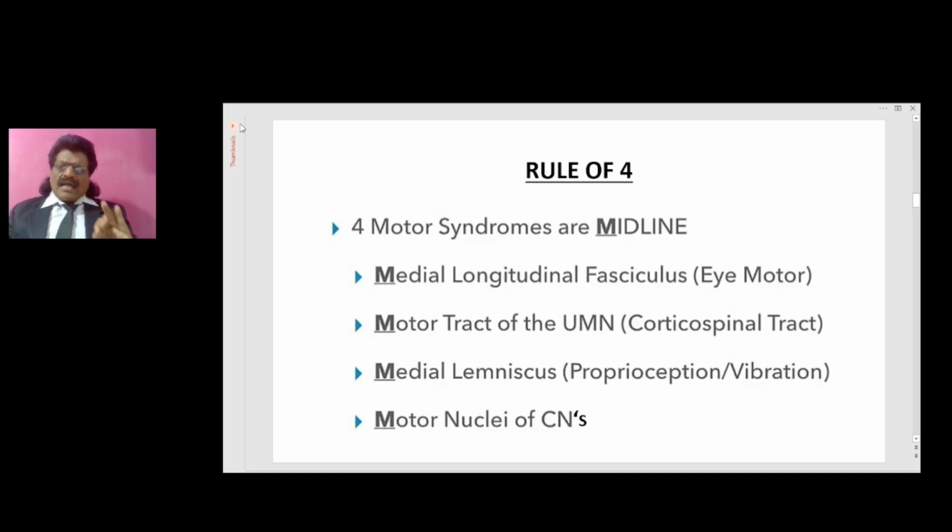The motor tract, M, motor tract of the upper motor neuron, corticospinal tract is placed medially. M, medial lemniscus, which is concerned with proprioception and vibration, is placed medially. 4. M, motor nuclei of cranial nerves are placed medially. So the 4 systems which start with the letter M are placed medially: medial longitudinal fasciculus, motor tract of the upper motor neuron, that is corticospinal tract, medial lemniscus, that is proprioception and vibration, and motor nuclei of the cranial nerves.